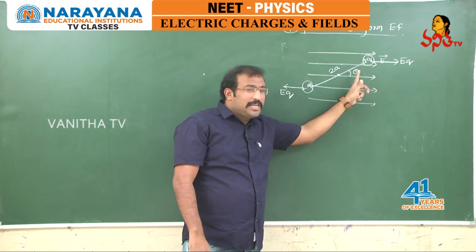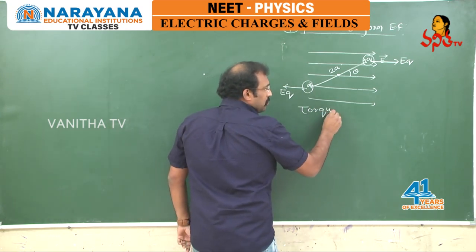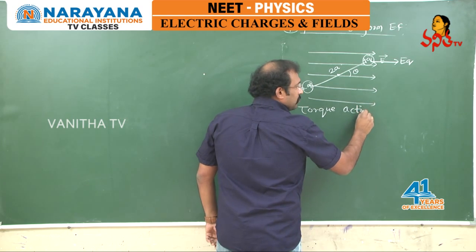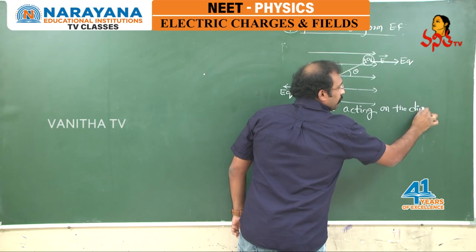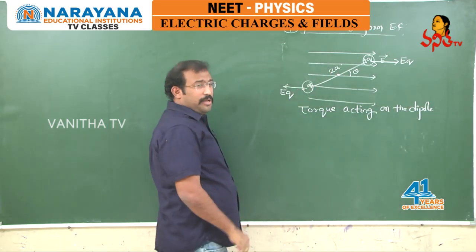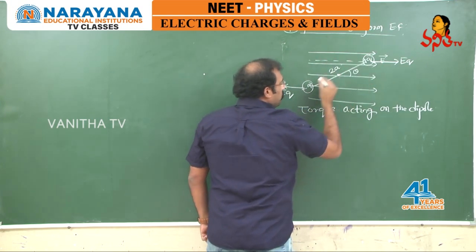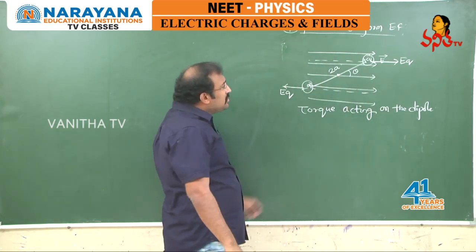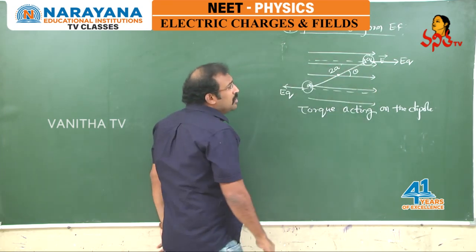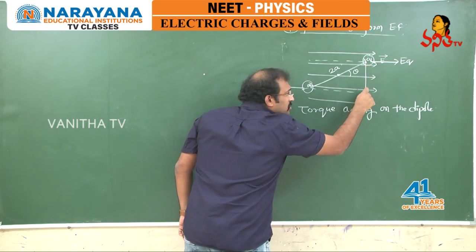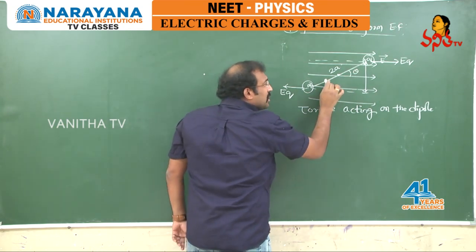When this dipole is placed at an angle theta to the direction of the field, the torque experienced by the dipole can be calculated as follows. Let us extend the lines of action of these two forces. These are the lines of action of the two forces. The perpendicular distance between them is shown here. If this angle is theta, this would be theta.